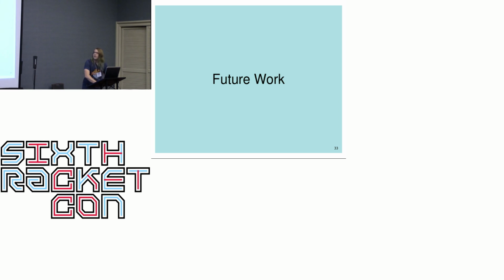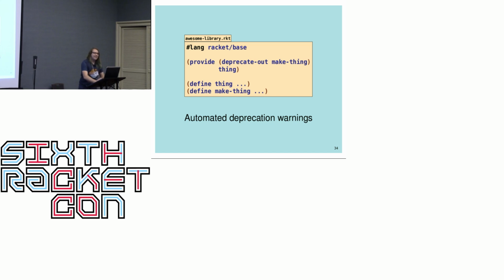So there's a lot of future work in this space. It's a very big space. Automatic deprecation would be very nice because syntax warnings are just values and you're just using macros to add them to things. So why not make a deprecate-out macro that goes ahead and makes a warning for something that points to the new name automatically? There's no reason you can't do that. It's just Racket. Props to Racket, everybody.